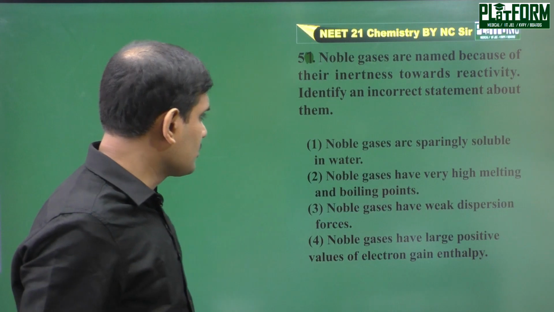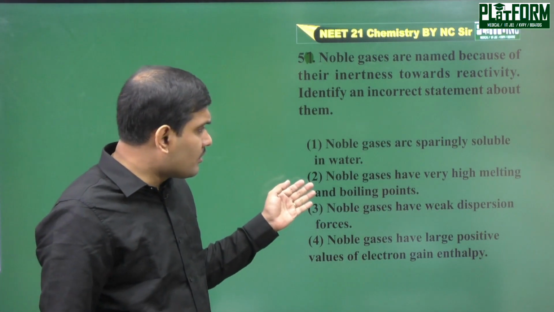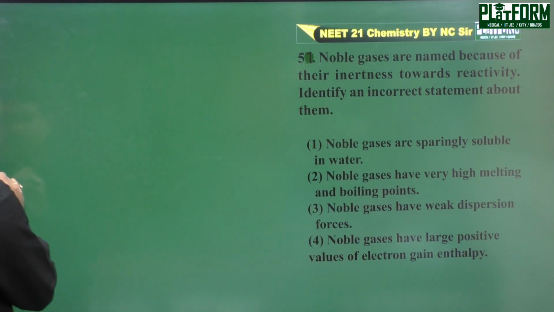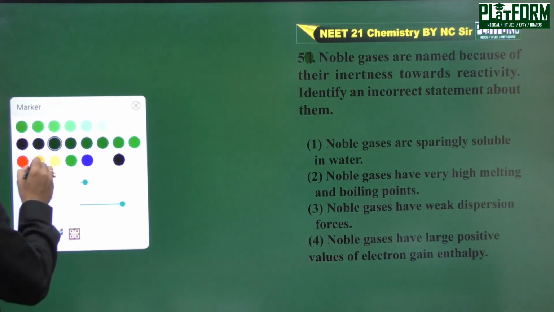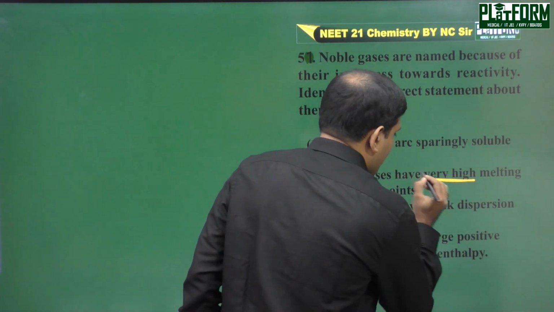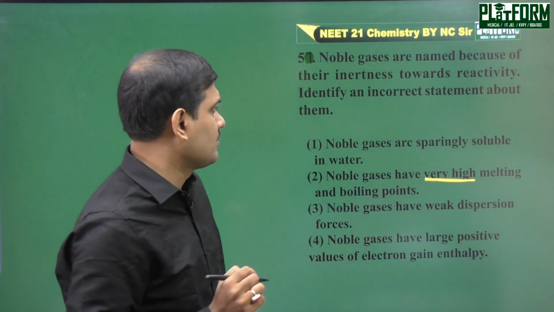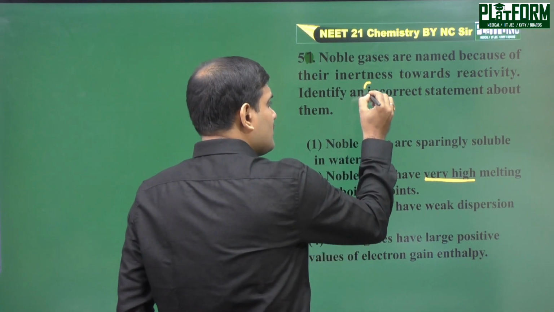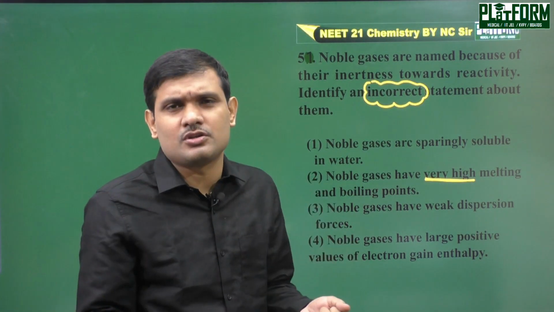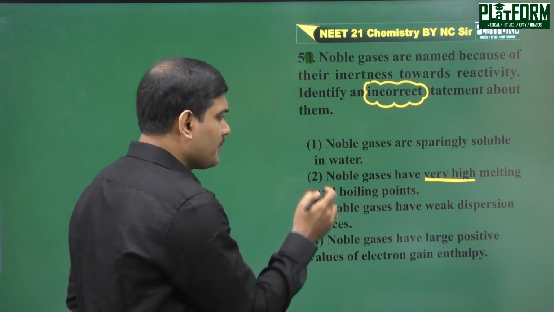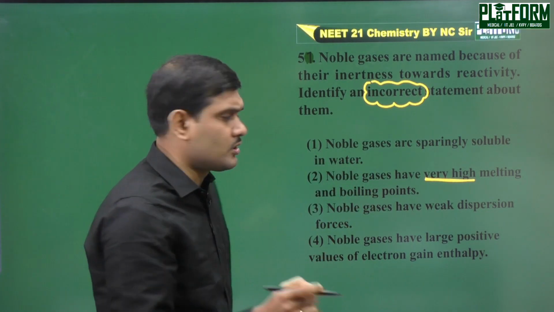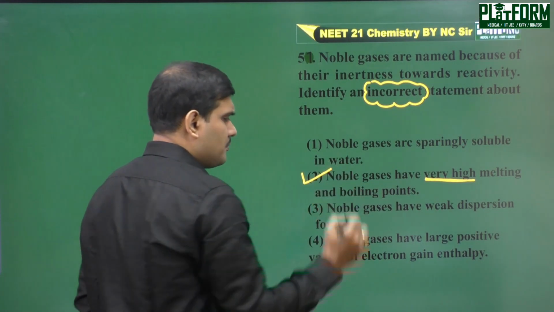So see, the second option, noble gases have very high melting point and boiling point, cannot be a true statement. Here it is asked which is the incorrect statement, so definitely, without any hesitation, we can say that noble gases having very high melting point and boiling point cannot be a true statement. So our correct option will be this.